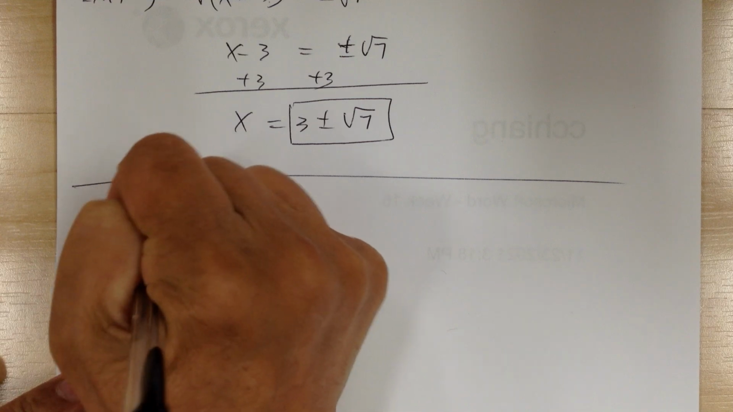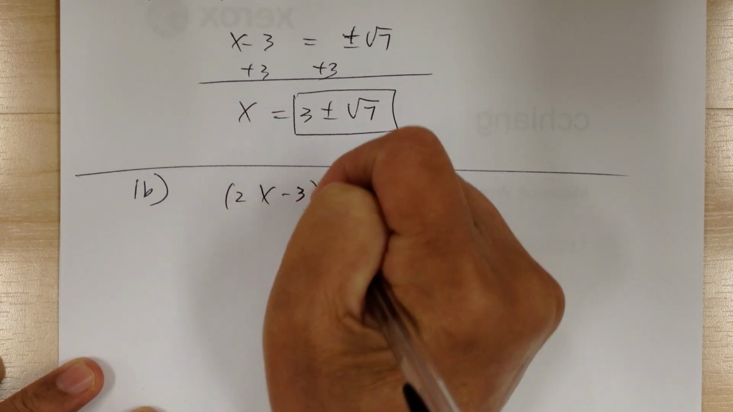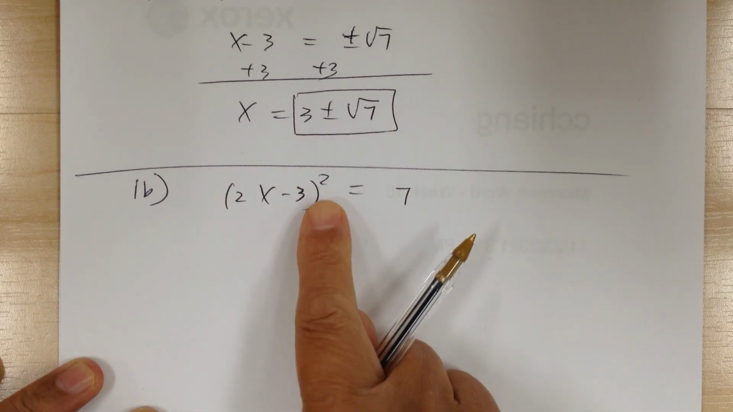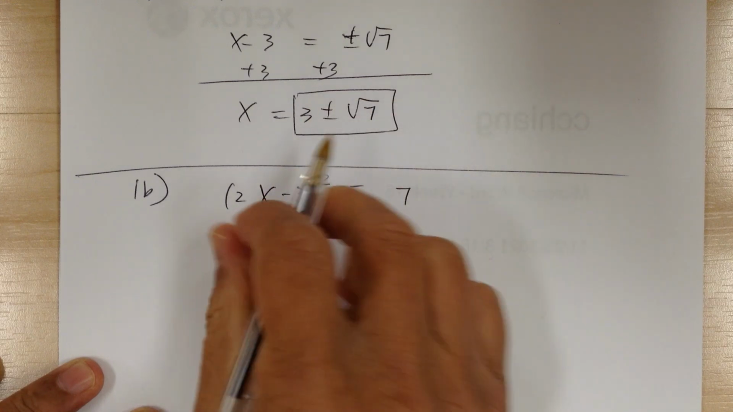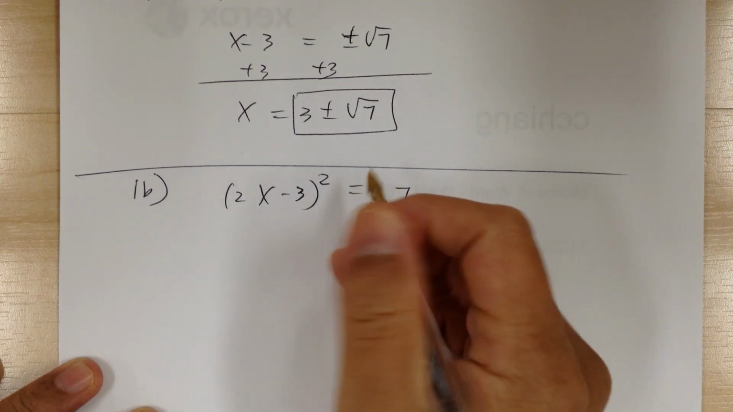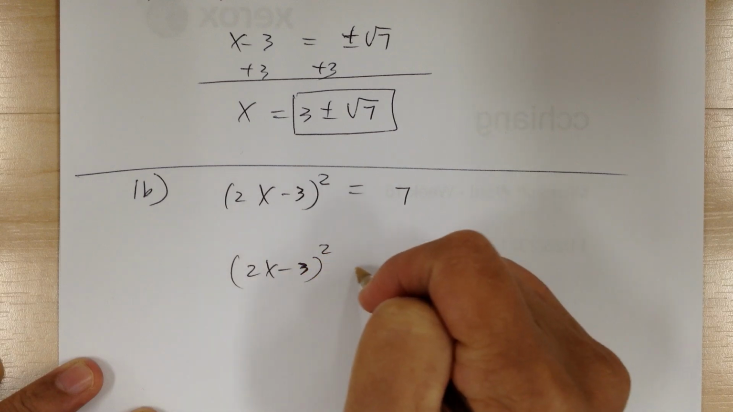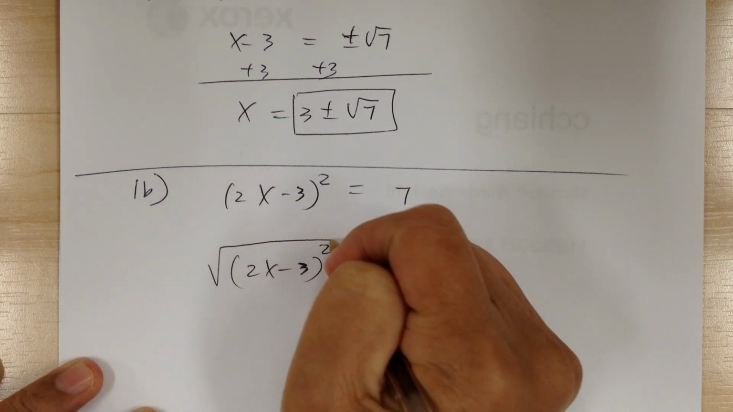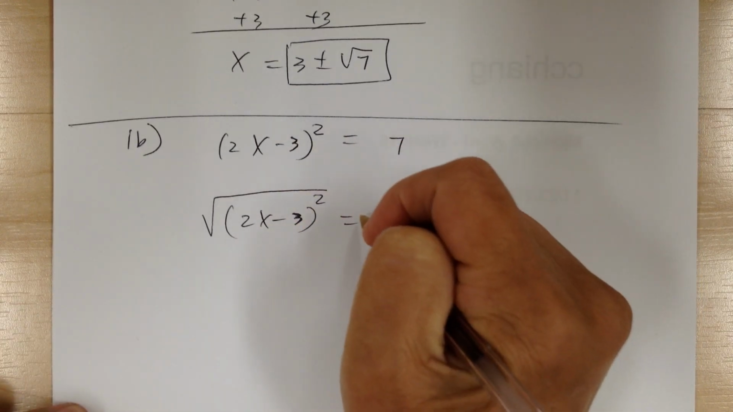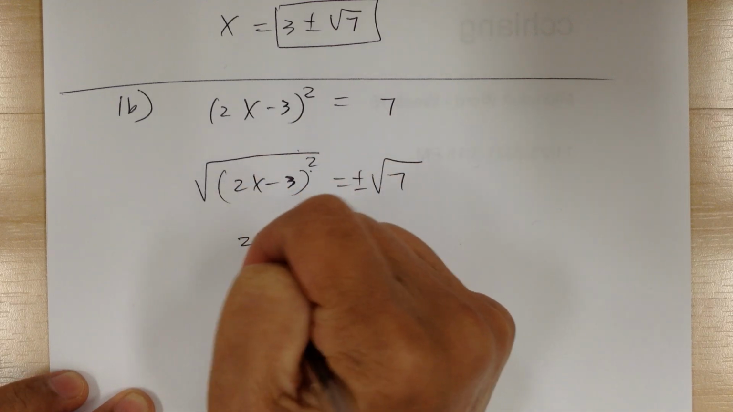Now let's go to 1b. You've got (2x minus 3) squared equal to 7. Again, when you have a perfect square, you don't have to multiply out. You can just take the square root. So I'm going to write it one more time. I can take the square root on both sides. And again, when I take the square root of the variable, I need to put plus or minus on the other side. So the square and square will cancel out.